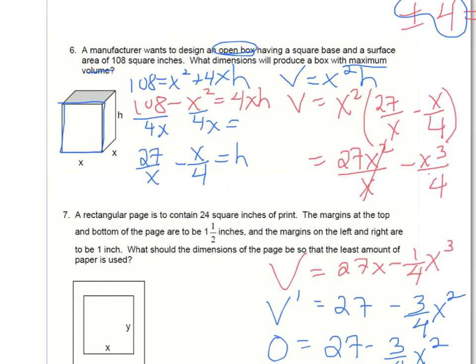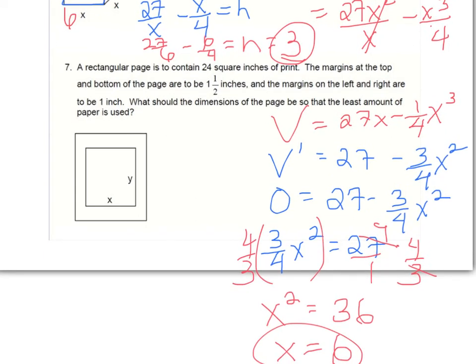So if x is 6, we need to find h, because it says what are the dimensions. So 27 divided by 6 minus 6 over 4, and we get 3. So x is 6 and h is 3.